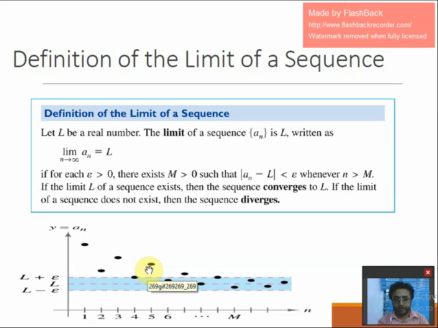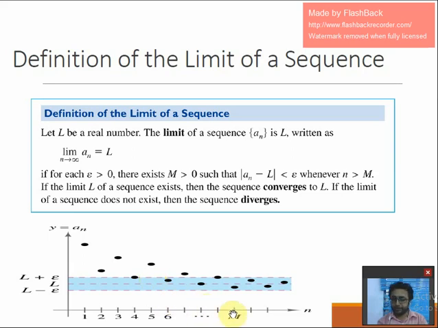Like if I draw this pictorial figure, where the y axis denotes the values of A1, A2, A3, and this is the natural number set 1, 2, 3, 4, 5, 6. Suppose this number is L. Now, the sequence is A1 is here, A2 is here, A3 is here, A4 is here, A5 is here.